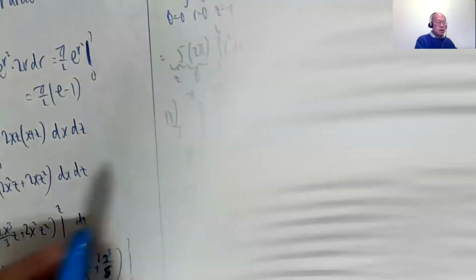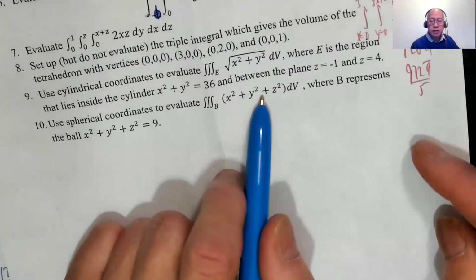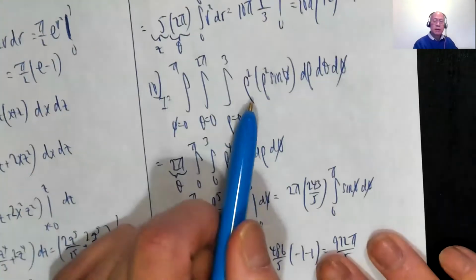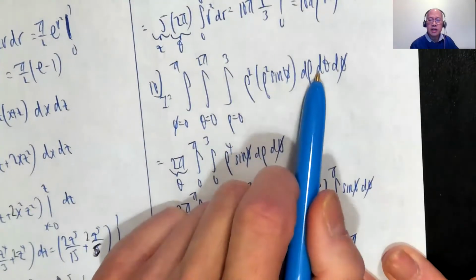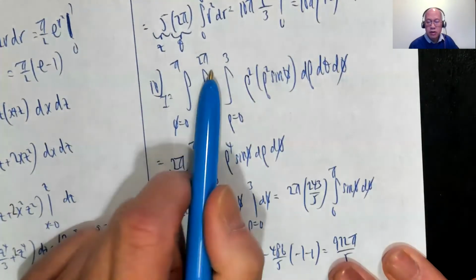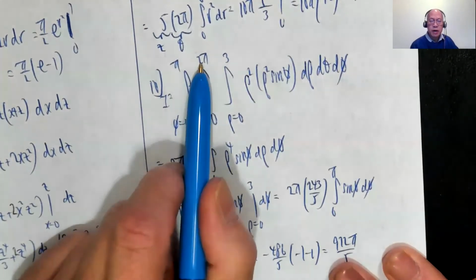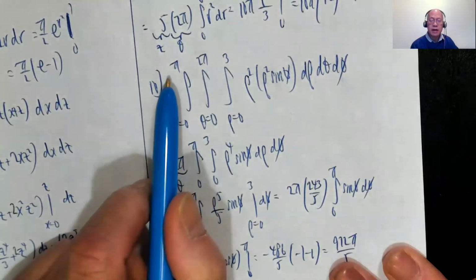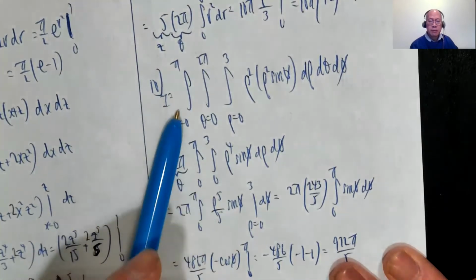Finally, number 10. X squared plus y squared plus z squared is rho squared. Okay, so rho squared times rho squared sine phi, d rho, d theta, d phi. Phi goes from 0 to 3. Theta is going from 0 to 2 pi. And remember, phi does not go from 0 to 2 pi. It's just enough to go 0 to pi for phi.